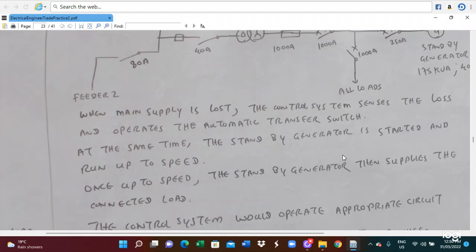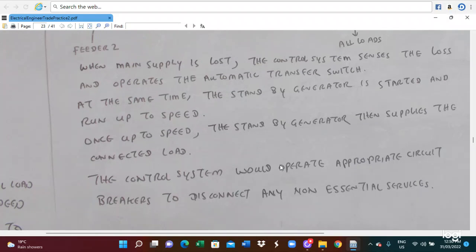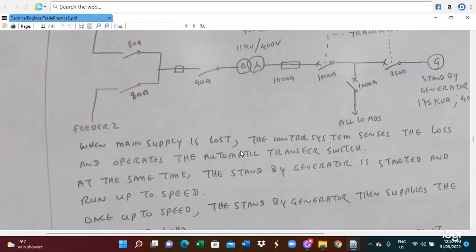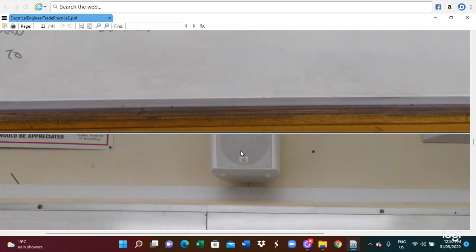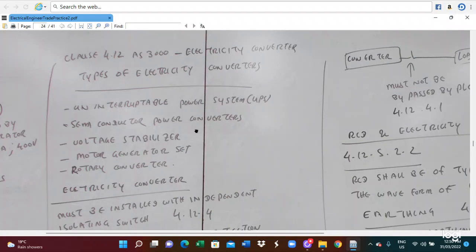Once up to speed, the standby generator then supplies the connected load. The control system will operate the appropriate circuit breaker to disconnect any non-essential service. So this is the configuration of the standby generator and the load.